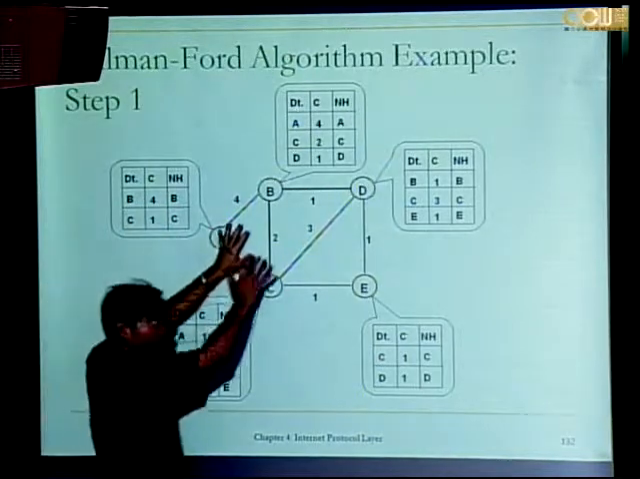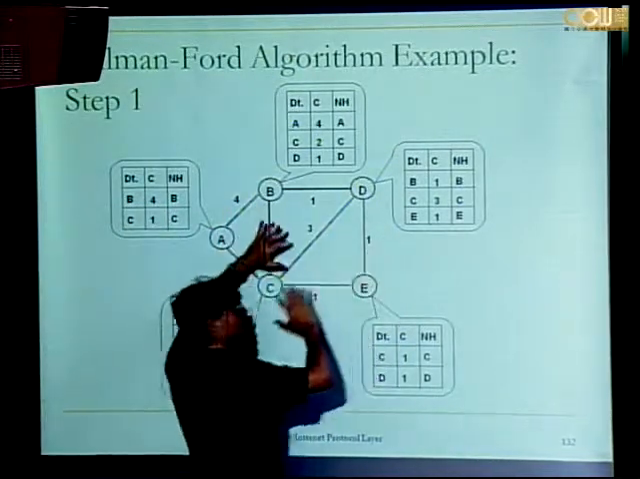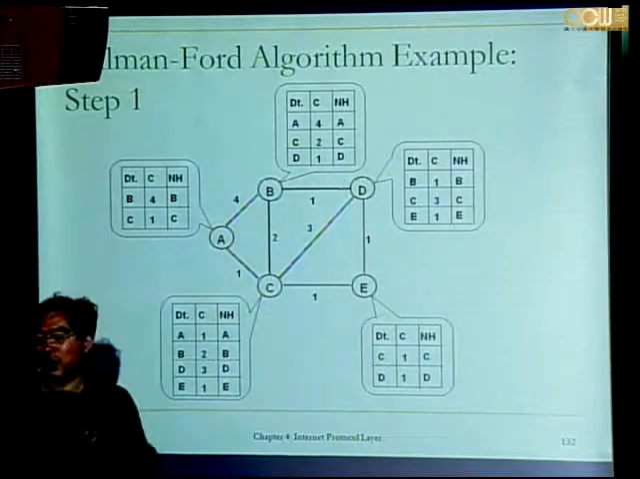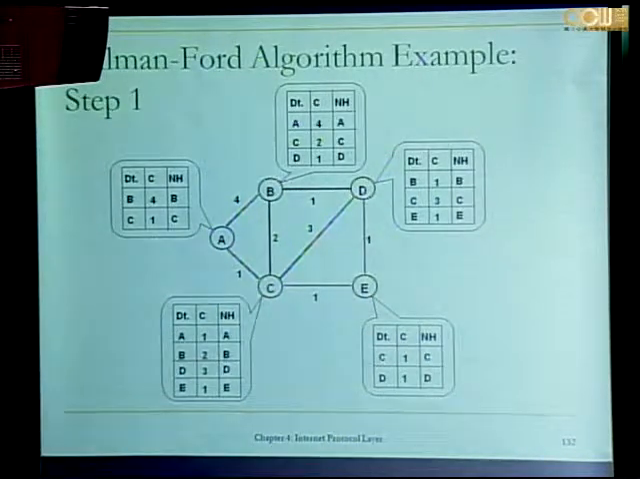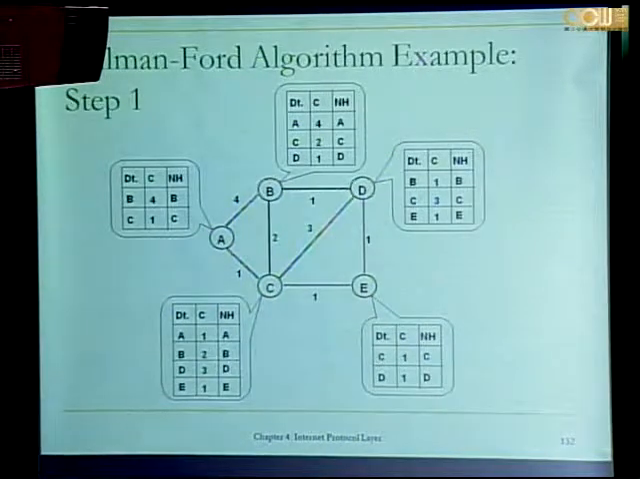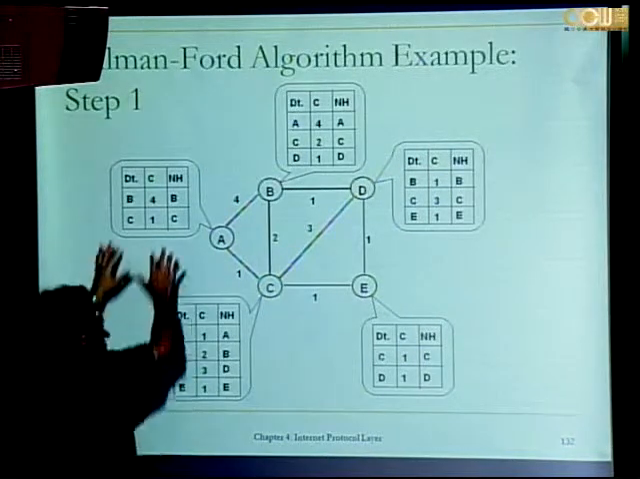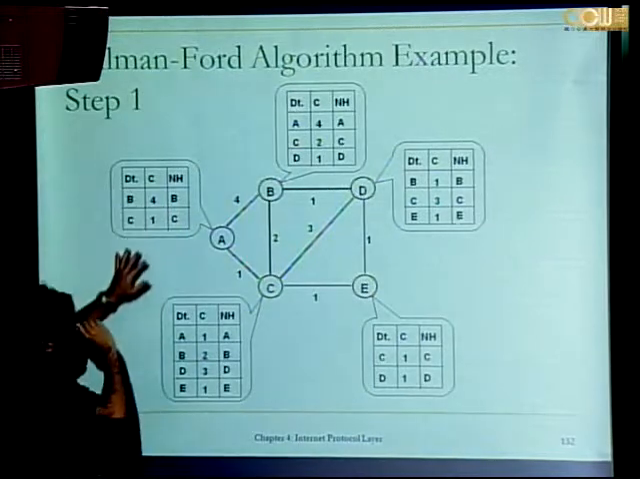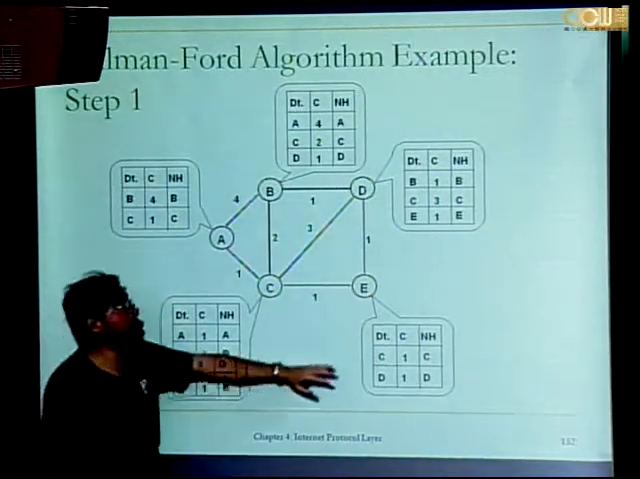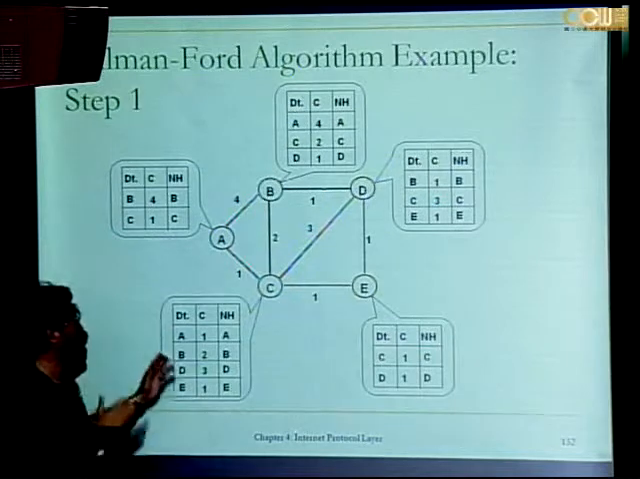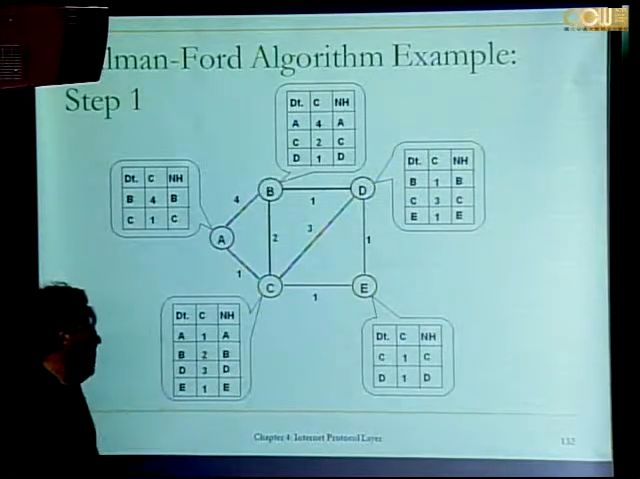I don't have the topology, so I'm drawing the topology just to show you the whole thing, but as router A, I don't have the topology. I only know my neighbors. Unlike Dijkstra, where every router knows the topology, in Bellman-Ford I don't have the topology. I only know this. Every router only knows partial information. They only know their neighbors in the beginning.